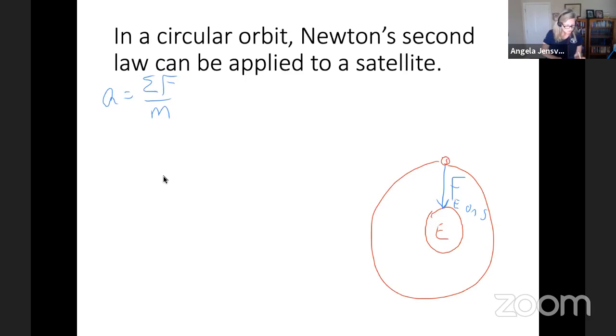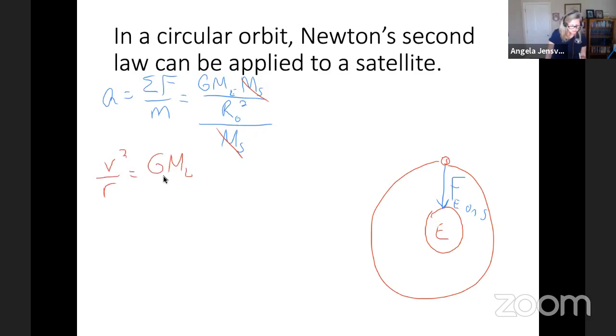Okay, so this is sort of the same path we took a moment ago when we were deriving the orbital speed, but we're going to do it again. G mass of the Earth, mass of satellite over the orbital radius squared, divided by mass of the satellite, because that's the object for which we're summing the forces. So let's cancel the mass of the satellite. And remember, when an object goes in a circle, the acceleration is v squared over r. So we'll do v squared over r equals G mass of the Earth over orbital radius squared.